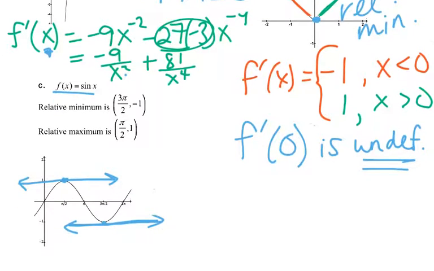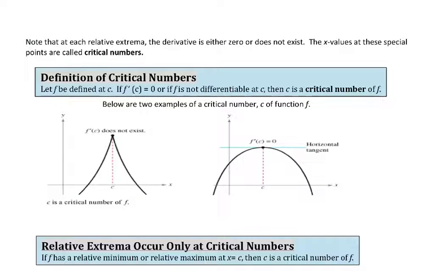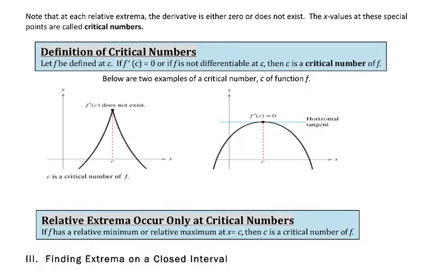Okay, so let's summarize that. On the next page it says, note at each relative extrema, so whether it's a relative max or relative min, the derivative is either 0 or does not exist. The x values at these special points are called critical numbers. So we have a critical number if f prime of c equals 0, so its derivative is 0, or it's not differentiable, so the derivative is undefined at that value. Then it's called a critical number.